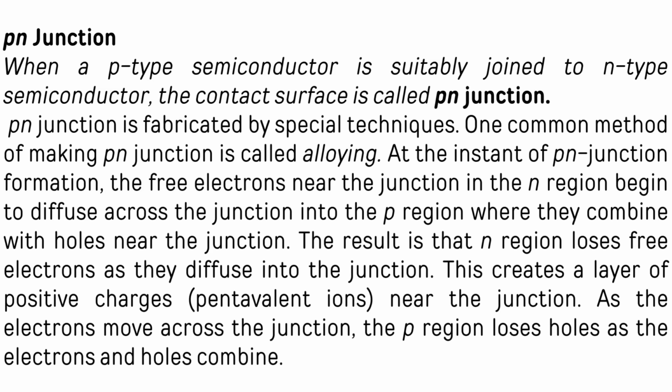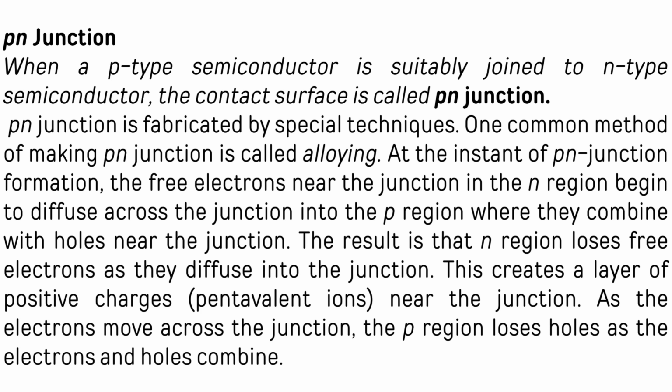p-n junction. When a p-type semiconductor is suitably joined to an n-type semiconductor, the contact surface is called a p-n junction. A p-n junction is fabricated by special techniques. One common method of making a p-n junction is called alloying. At the instant of p-n junction formation, the free electrons near the junction in the n region begin to diffuse across the junction into the p region, where they combine with holes near the junction.